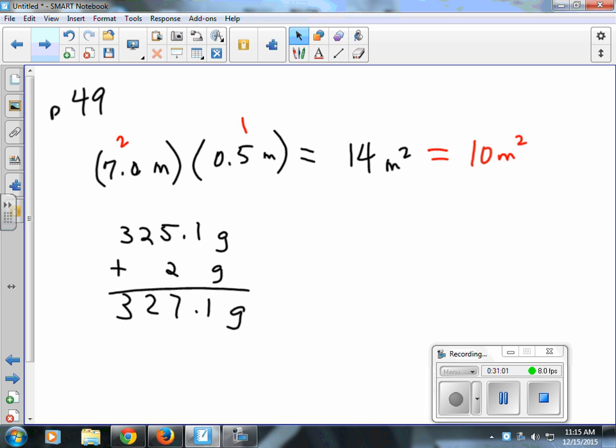This is addition. Addition or subtraction, we do not look at, oh, well, that's 4 sig figs and that's 1. No, we look at the decimal place. Which one of these is least precise? The 2. What decimal place does it end in? The 1's place. So we round our answer to the 1's place. Where's the 1's place? We round to the 1's place, right there, which means we're dropping that. So 3, 2, 7.